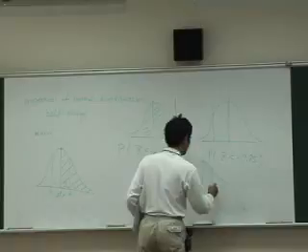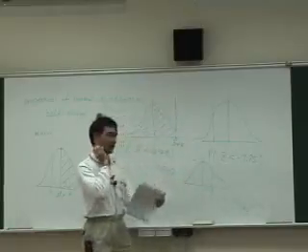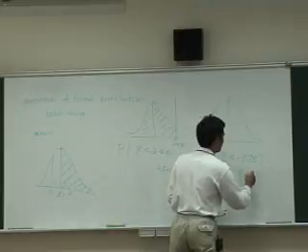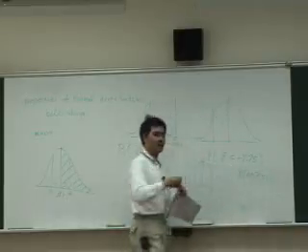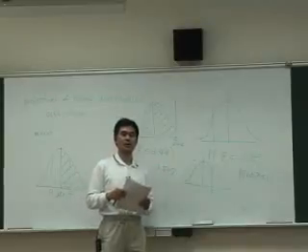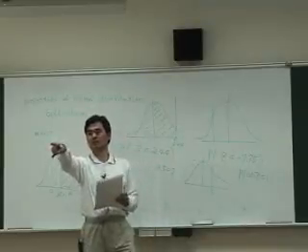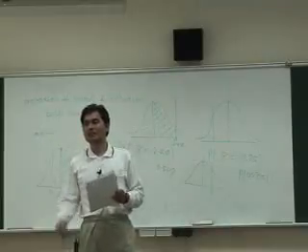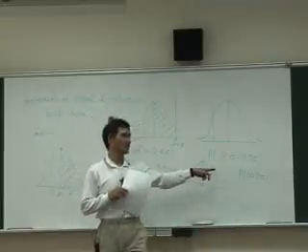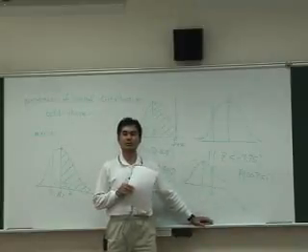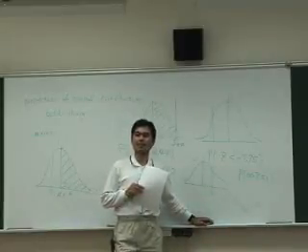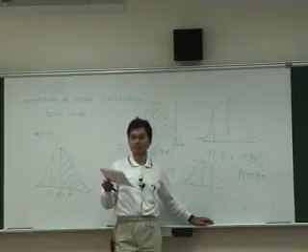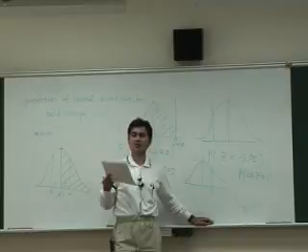First, can anyone tell me the probability of Z between 0 and 1? Between 0 and 1, what's the probability? You have to look at this table. How much is that?